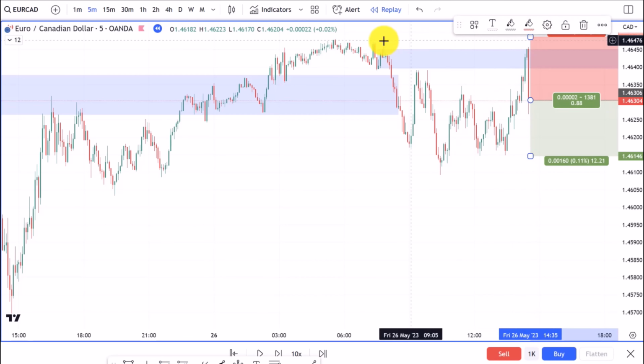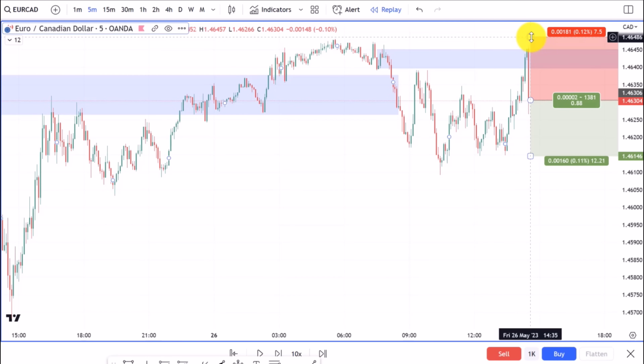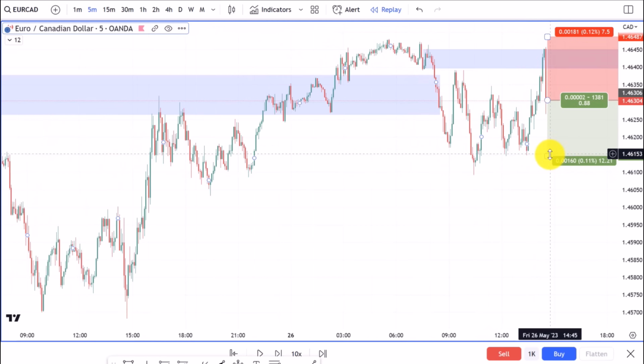You can put your stop loss all the way above the range. If the market hits the stop loss in that case, I definitely want to be out. So that's a good part of the trading plan.